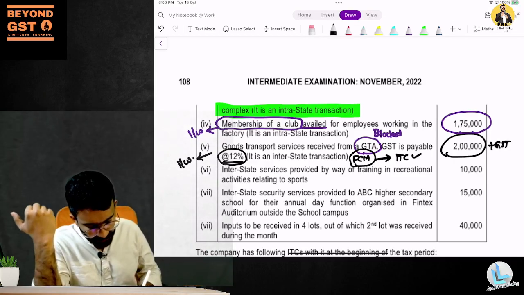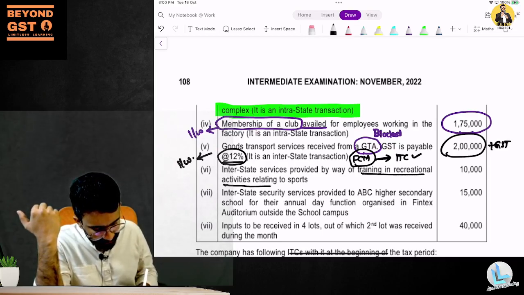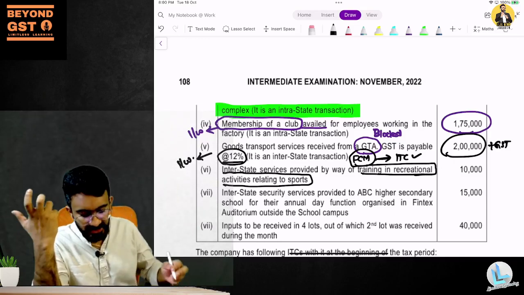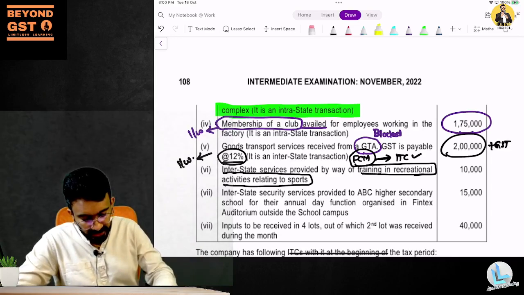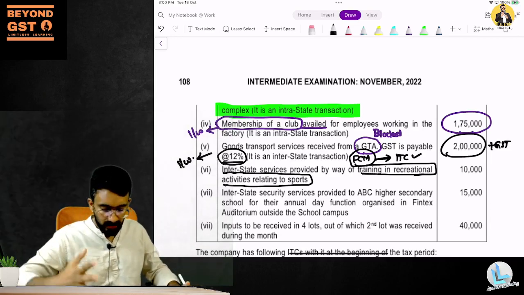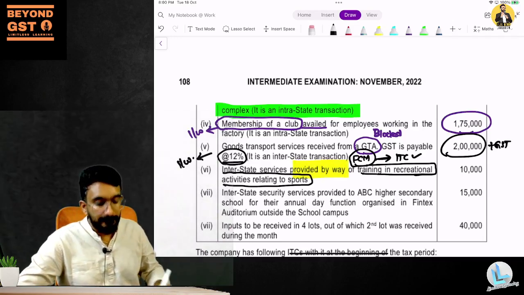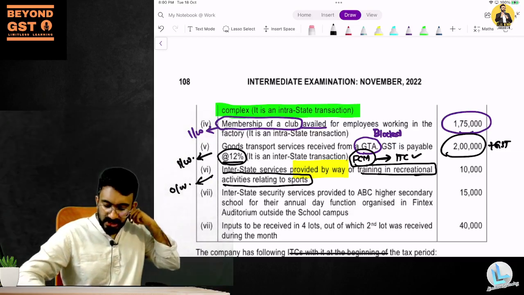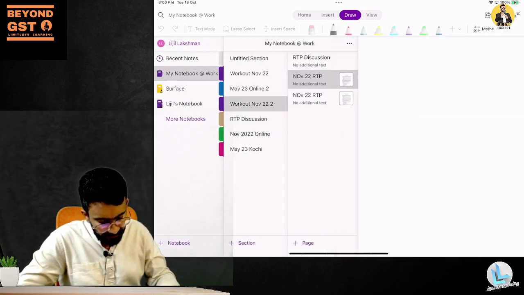Then, interstate services provided by way of training in recreational activities relating to sports. Again, the same word is given somewhere else. So this is again given to confuse you guys. First question again, is it an inward supply or an outward supply? Services provided by way of... It's an outward supply. Recreational activity relating to sports. Where did you see this? Somewhere in exemption.